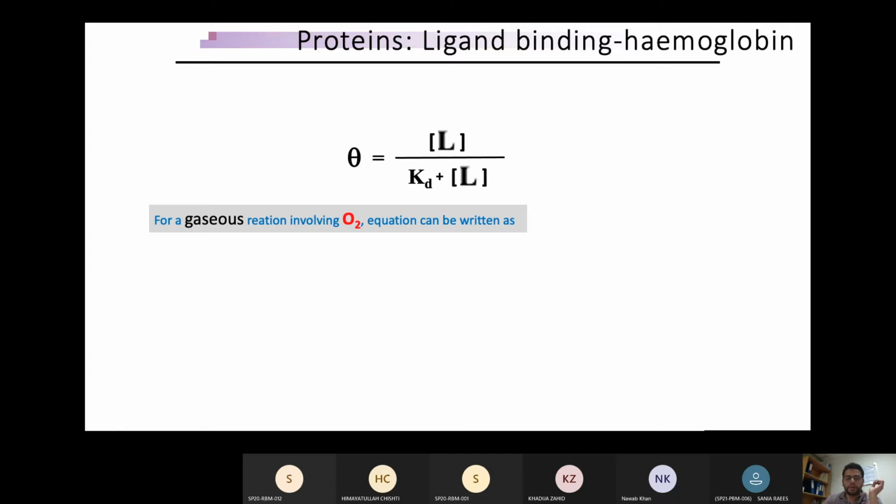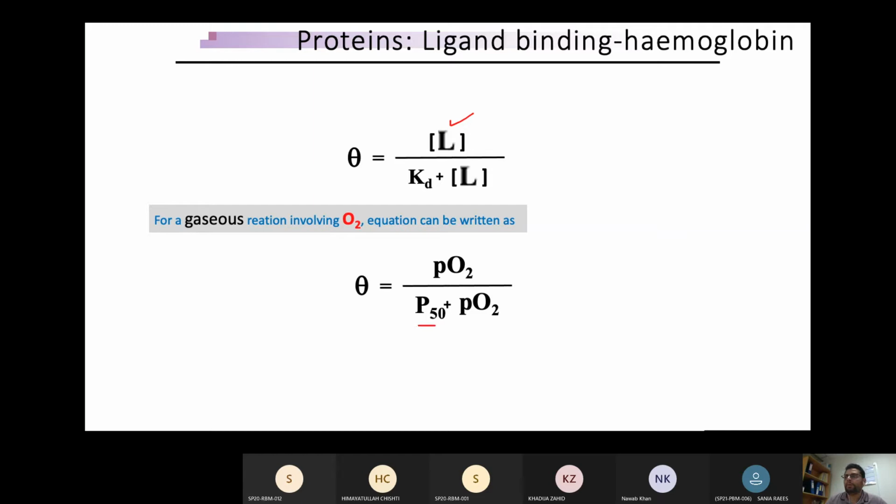So for a gas reaction involving O2, this equation could be written as follows. अब आप इसको इस तरह लिख सकते हैं equation को. Now we know what is the ligand. Ligand is oxygen, so you could replace the L with oxygen, so it's the partial pressure of oxygen. In other words, if you don't want to say the concentration of ligand, this is the partial pressure of oxygen. The Kd could be replaced by P50.